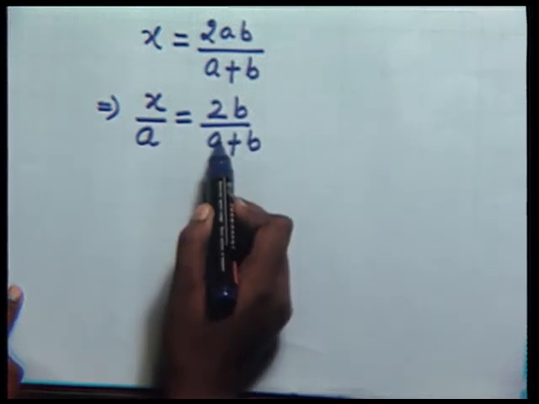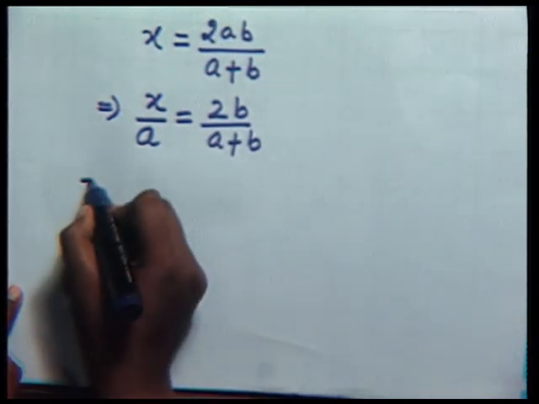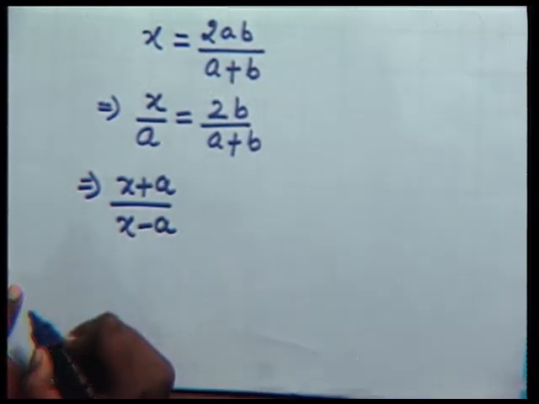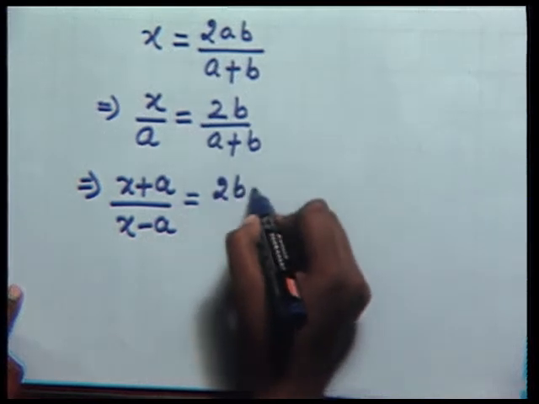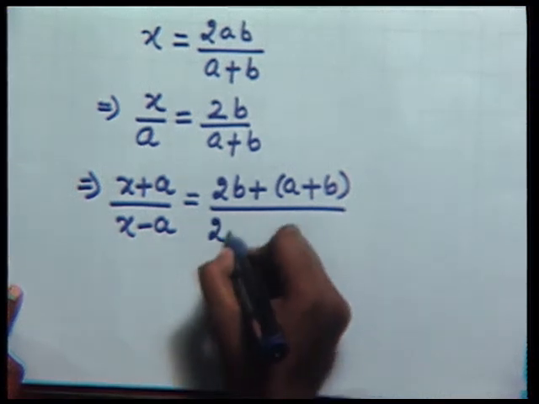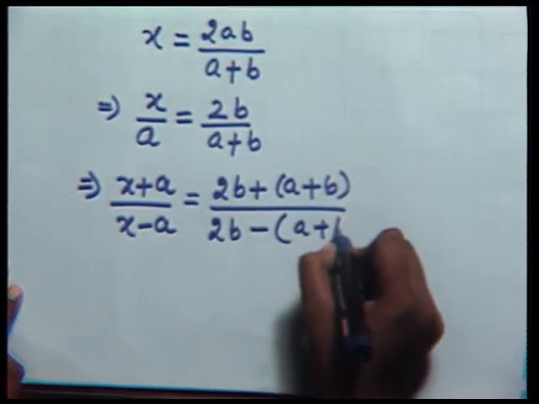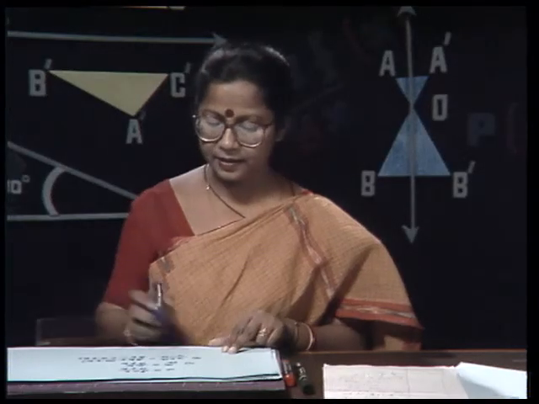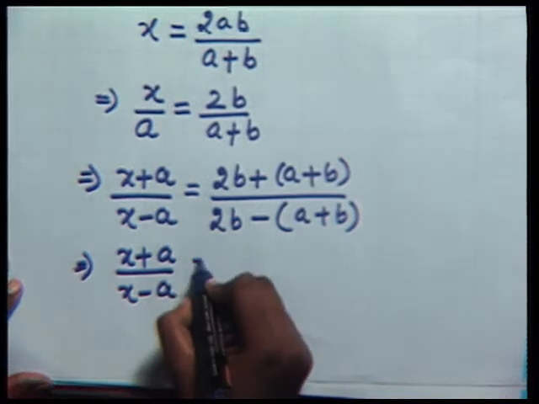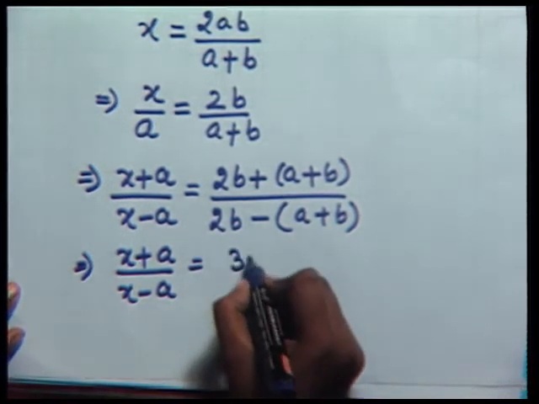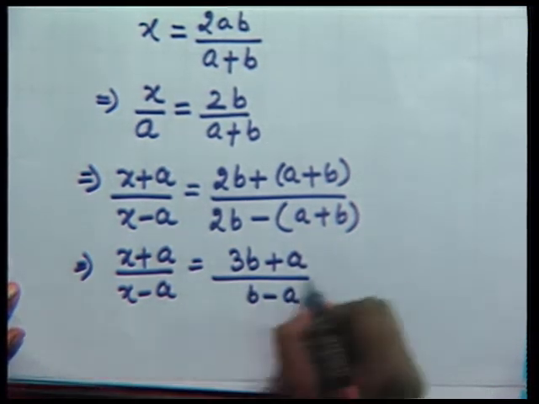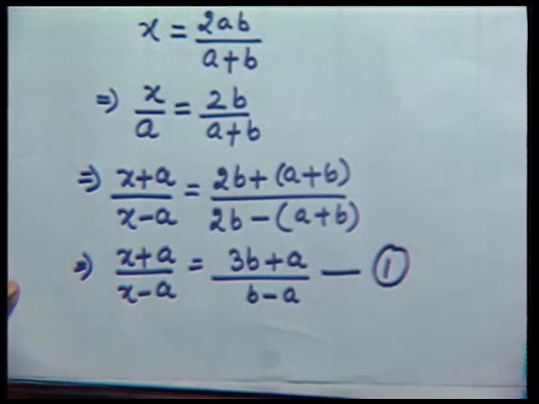Now, using componendo and dividendo property on this expression, we get x plus a upon x minus a is equal to 2b plus a plus b upon 2b minus a plus b. This gives us x plus a upon x minus a is equal to 3b plus a upon b minus a. Let us put this equation as equation number 1.